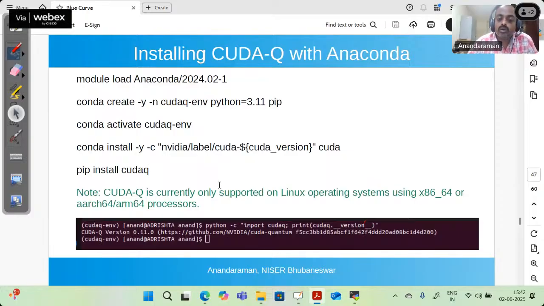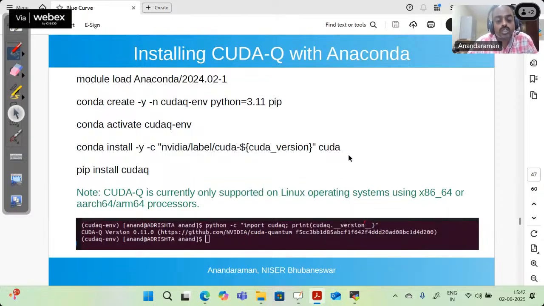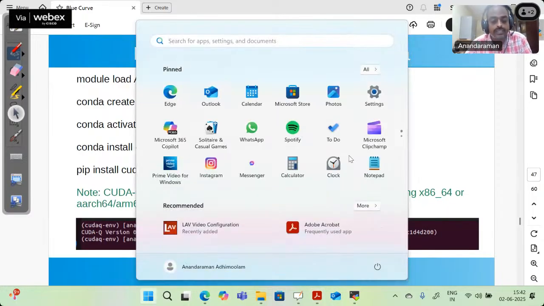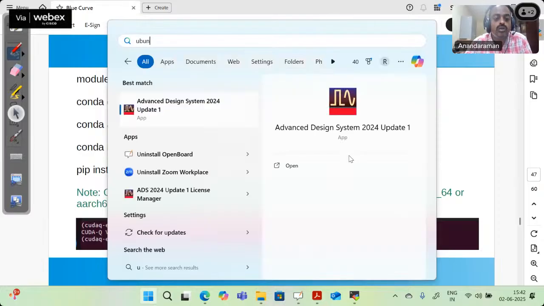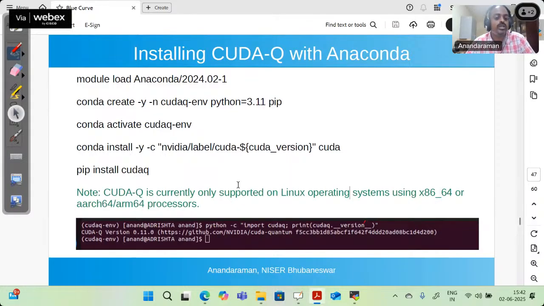Right now, CUDA-Q is only supported on the Linux operating system. It can be run on Windows also with Windows Subsystem for Linux, like Ubuntu. In Windows also you can install this Ubuntu and you can run it. So it is only supported on the Linux operating system. Okay.